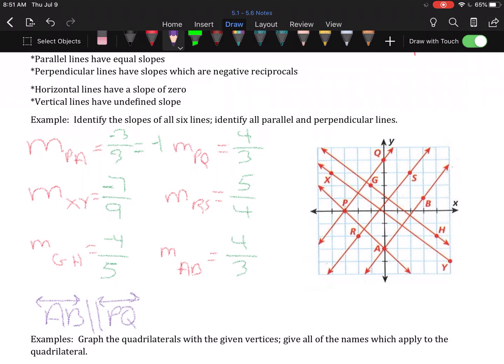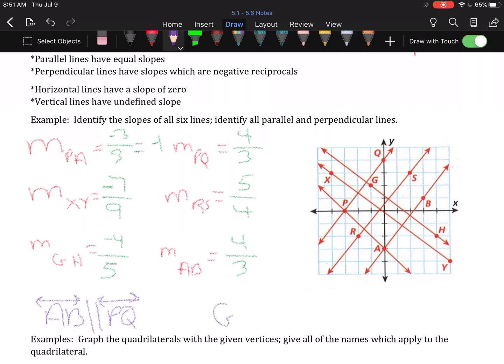That's it for ones that are the same. Perpendicular lines have slopes that are negative reciprocals. What that means, okay, so negative means different sign, and reciprocal means flipped fraction. So are there any fractions here that are flipped where they have different signs? And I hope you're seeing that negative 4/5 and positive 5/4 fit that description.